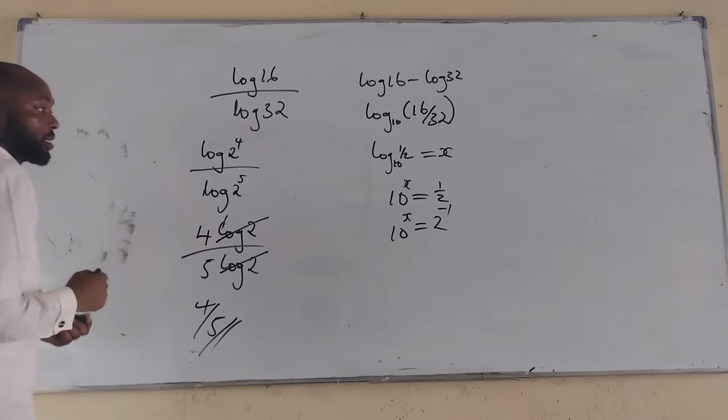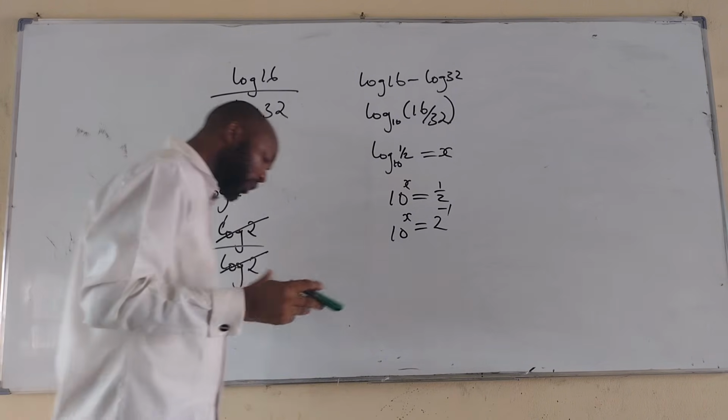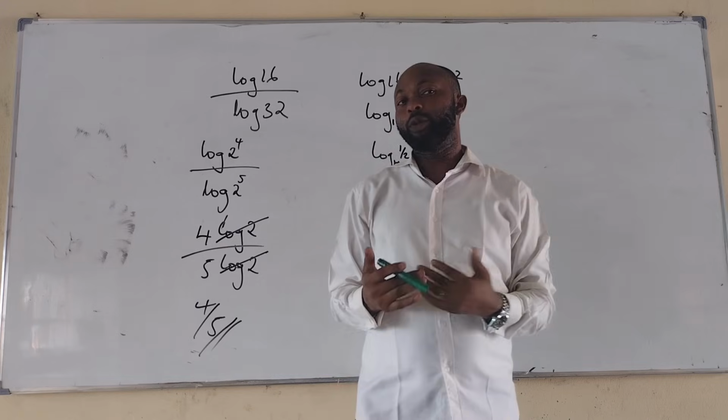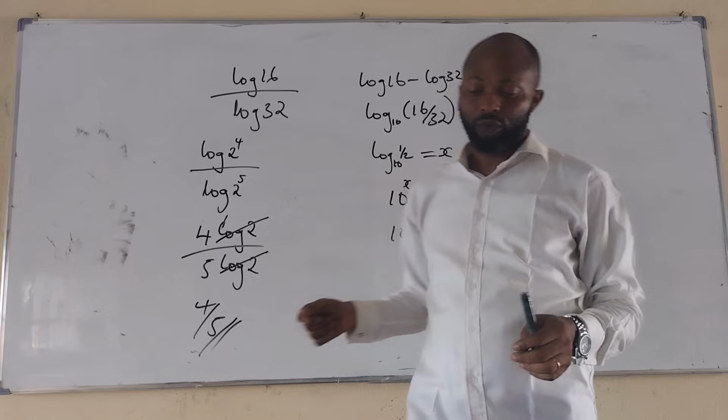Yet it is achievable. So we must be conversant with the laws so that we'll be able to know how to apply them, and how to move fast.